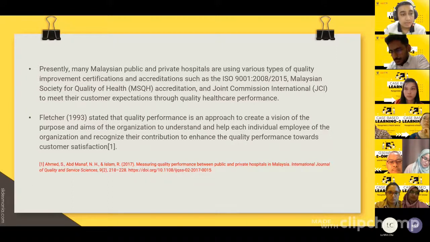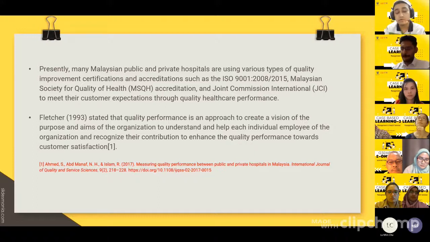In 1993, Felcher stated that the quality performance approach is to create a vision of the purpose and aim of the organization, to understand and help each individual employee of the organization, and to recognize their contribution to enhance and facilitate the quality performance towards patient satisfaction.